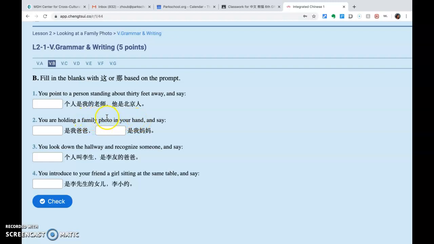一个家庭的照片在你的手里。然后你说 Which one should you use? 这 or 那 You are holding the photo. It's close to you. Or say 这是我爸爸，这是我妈妈。Correct? So, you are going to do 3 and 4.